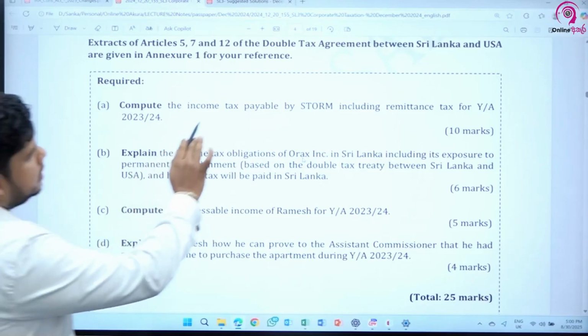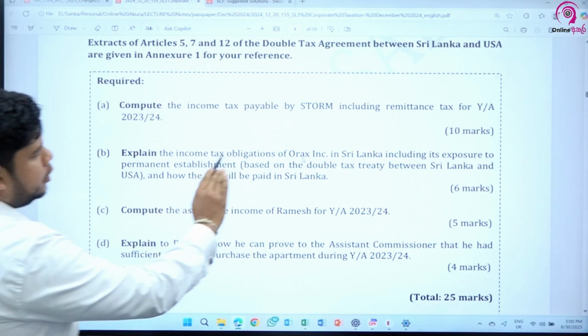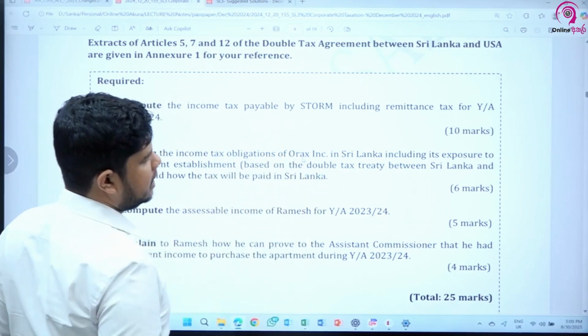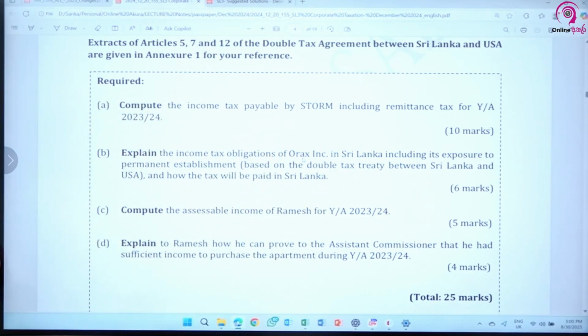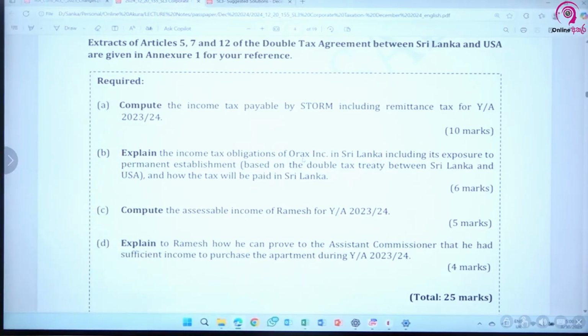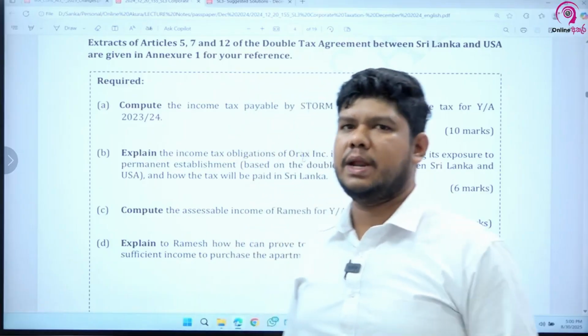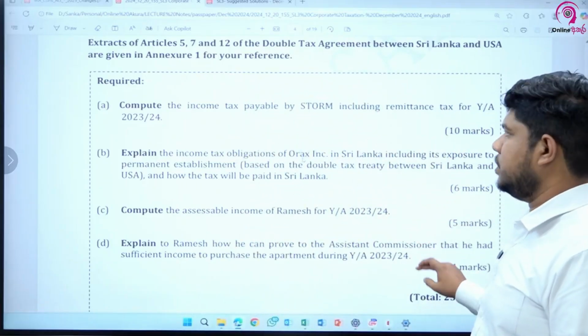First one, compute the income tax payable by Storm, maybe a company. Then explain the tax obligation of Orak Singh, Sri Lanka, maybe a non-resident person, permanent establishment. Compute the assessable income of Ramesh, an individual. Explain how Ramesh can purchase the apartment. This is the 23-24 year of assessment. We will stick to that, but with the amended laws updated at the current time.